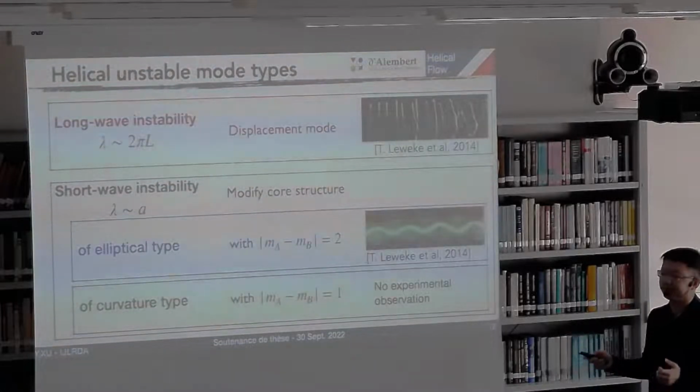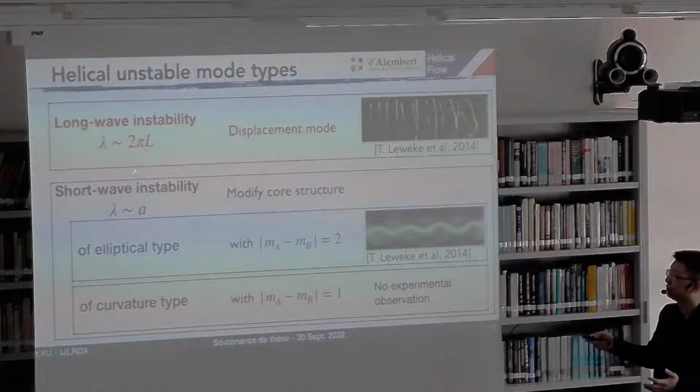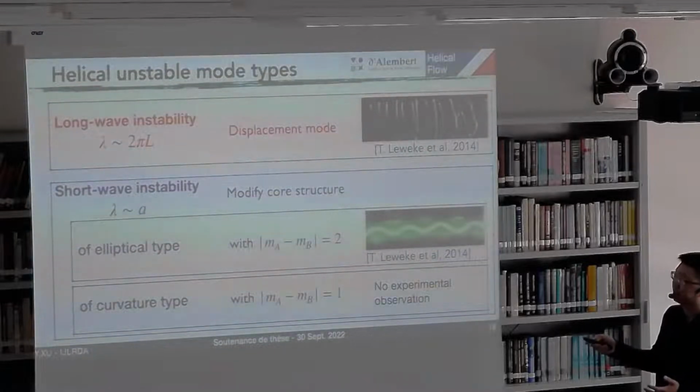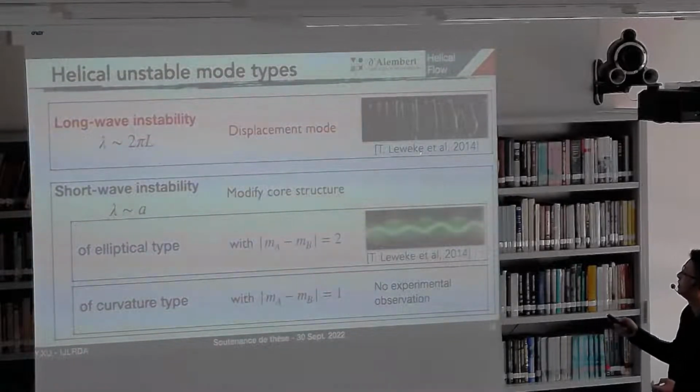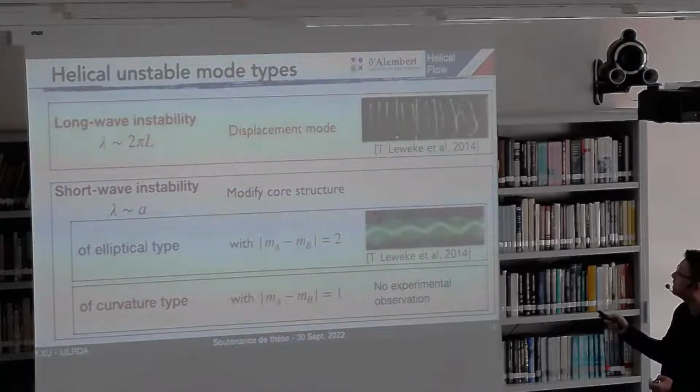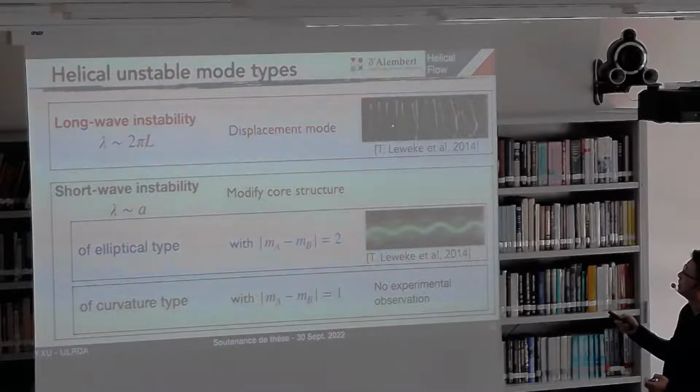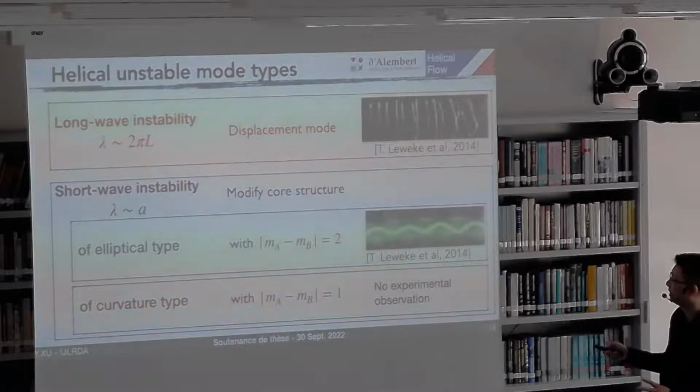The instability can be mainly divided into two types. The first is long wave instability, where the perturbation length is of the size of the helical pitch. Here, it's only a displacement, as you can find in one experimental result by Quaranta here. It shifts each turn of the filaments. The picture below is the nonlinear evolution, no longer a linear stage.